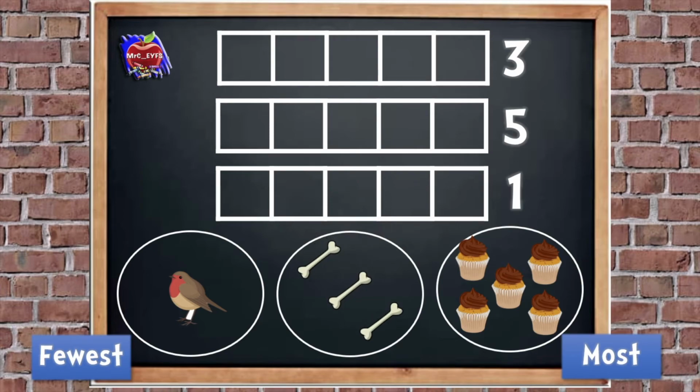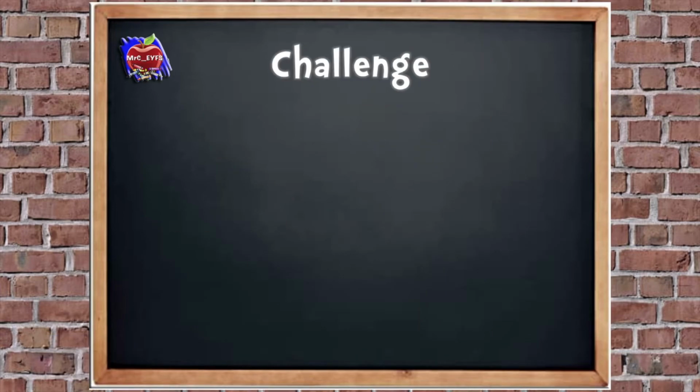Excellent. So now, if we have a look at the bones, are there more bones than anything else? Yeah, do you know, there are more bones than robins, aren't there? Are there fewer bones than anything else? Yeah, do you know, there are fewer bones than cakes. Excellent, well done. So you've just compared 3 groups. Well done, guys.